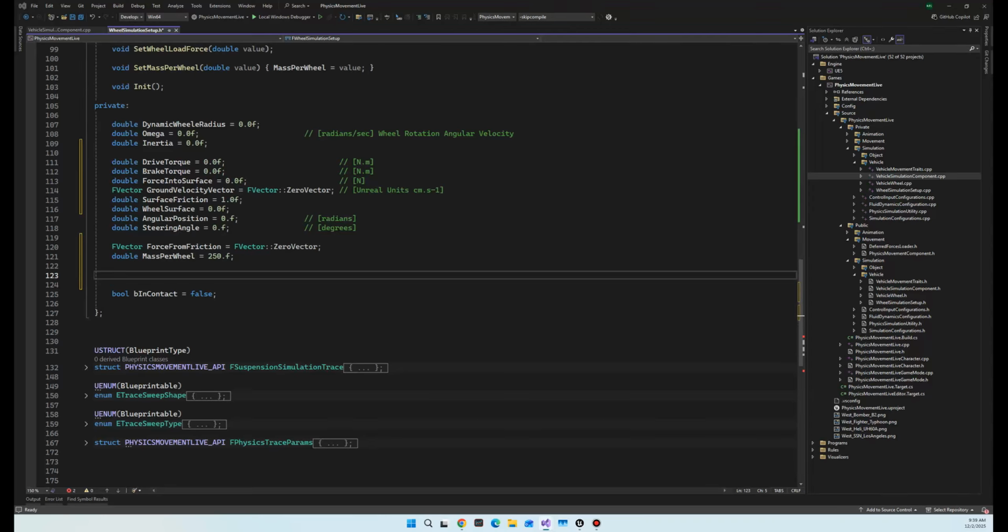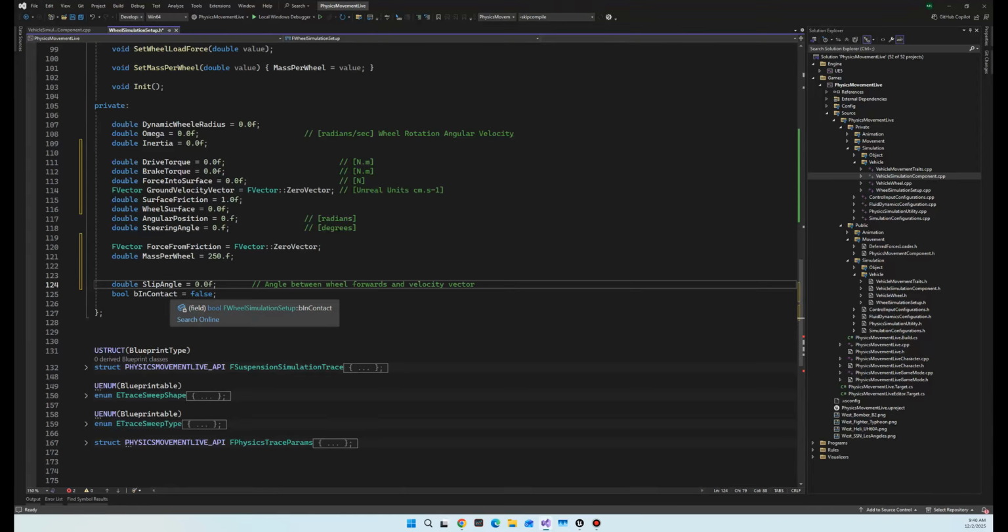But we're also going to need, and I'll include these notes as well, the slip angle. So this is the angle between the wheel's forward and velocity vectors. So that's our slip angle.